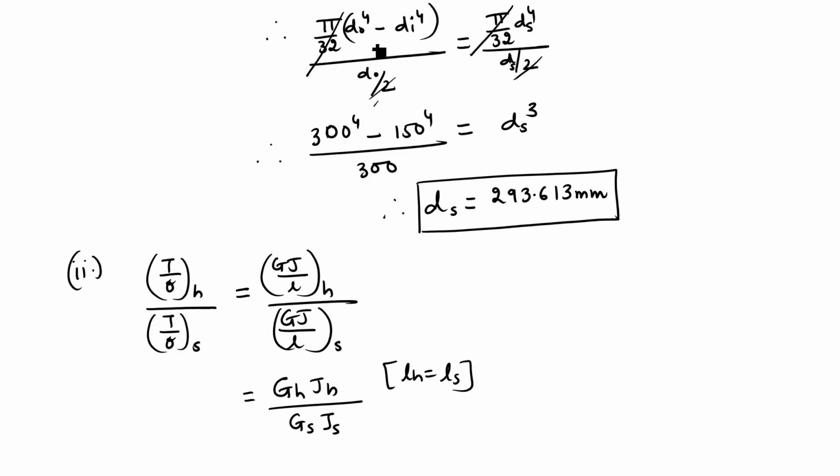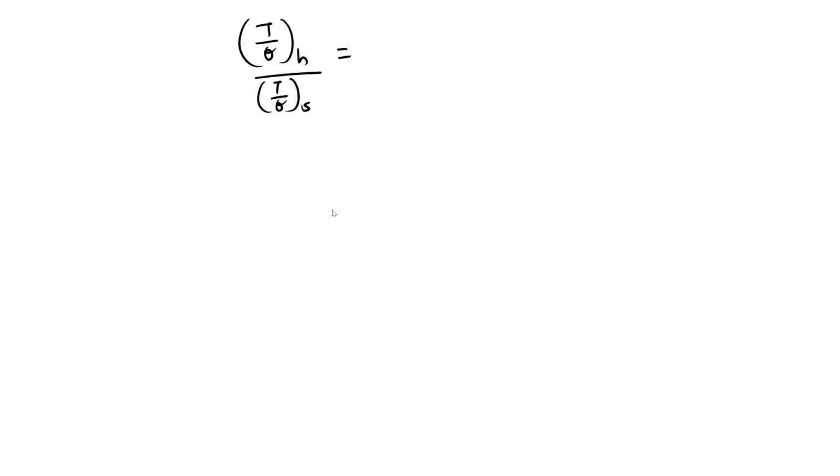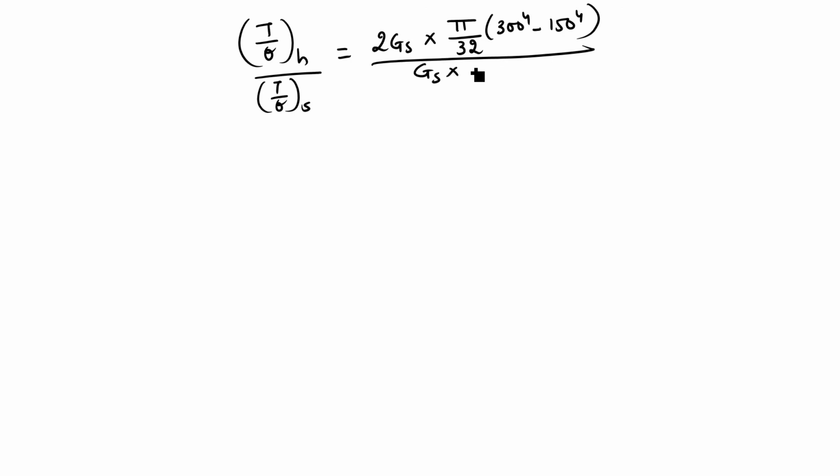So I have GH. GH is given as twice GS. So I'll substitute twice GS into JH is pi by 32, 300 raised to 4 minus 150 raised to 4. This is GS into pi by 32 and the diameter is 293.613 raised to 4. This GS term gets cancelled. Pi by 32 also gets cancelled. When you solve this, you'll get the answer as 2.044.